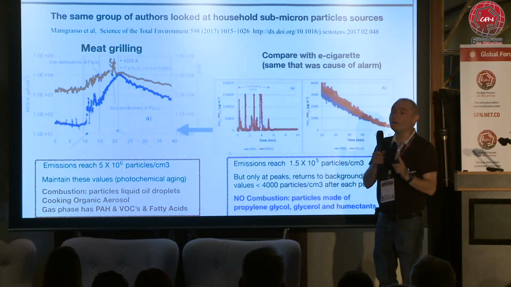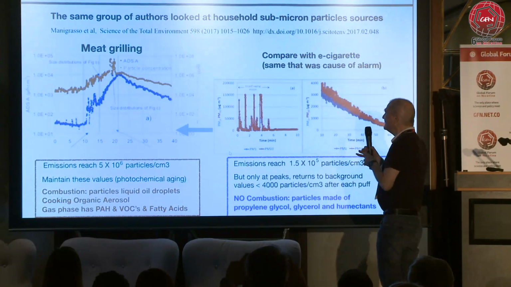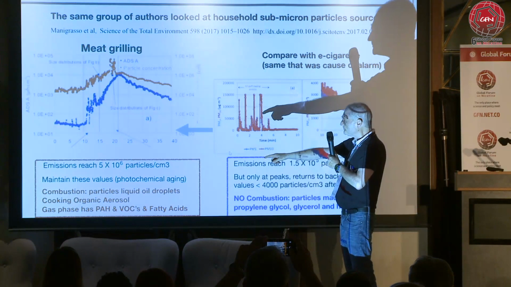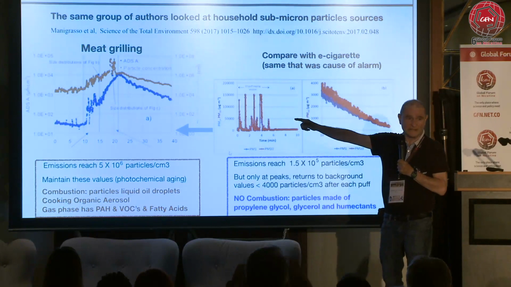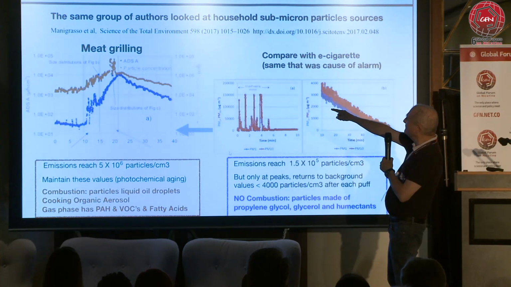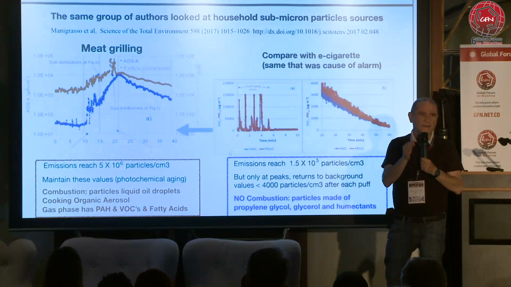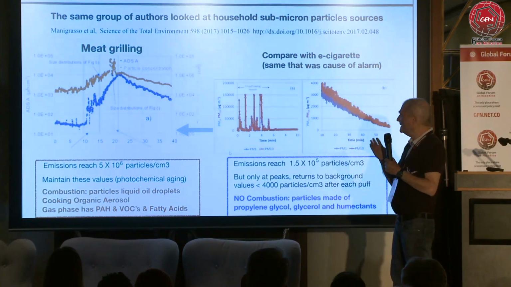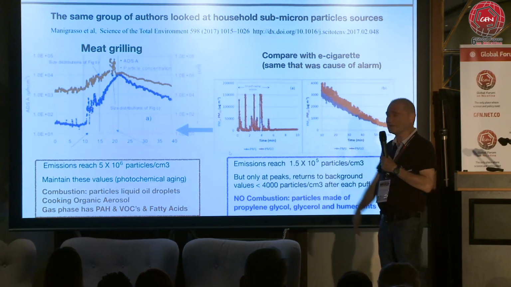The same group of authors did a study on household submicron particle sources of pollution. For example, meat grilling. What happens in meat grilling? You have much higher levels of particles with meat grilling. As you can see in the graph, the blue graph, suddenly you have the stove and the particles spike, and they behave exactly like the cigarette smoke. Except it's not the same physical process. Here what you have is photochemical aging, but it's an aerosol that is aging, right?